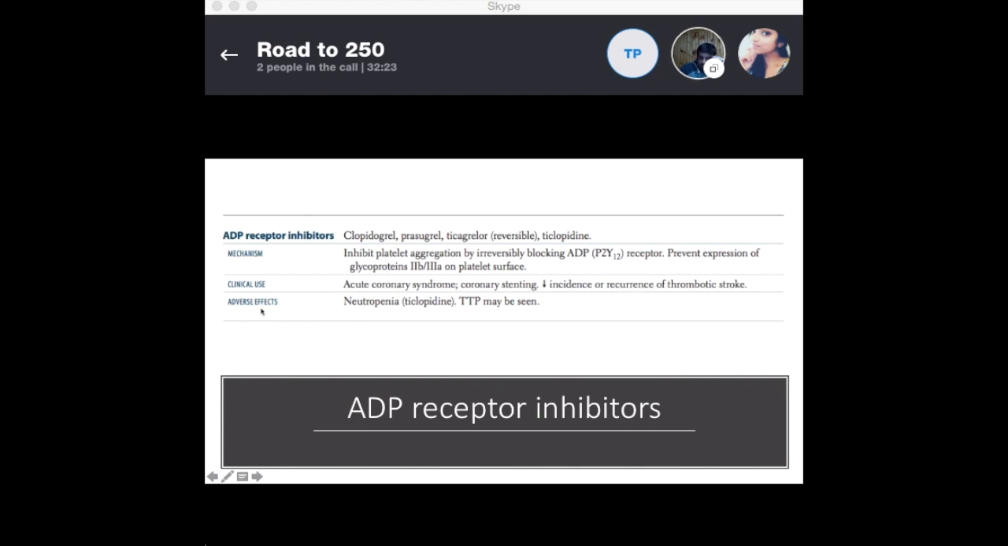With adverse effects, you can see TTP, and then obviously bleeding could be another one. Sometimes these drugs are added to aspirin for prevention of MI and stroke. With ticagrelor, there's a unique side effect of dyspnea. The mechanism of why that occurs is unclear, but studies show that patients do have dyspnea when taking that medication. So any questions about this drug?